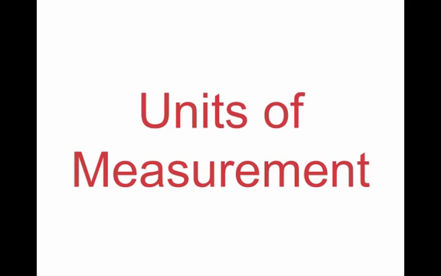Alright, section 3, units of measurement. Many properties of matter are considered quantitative, meaning that they are used with numbers. A measured quantity must have two things. It must have a number and it must have a unit. Numbers without units in chemistry are meaningless.